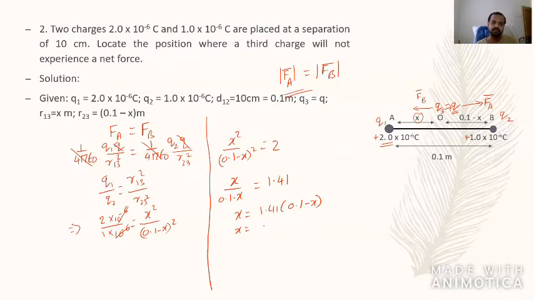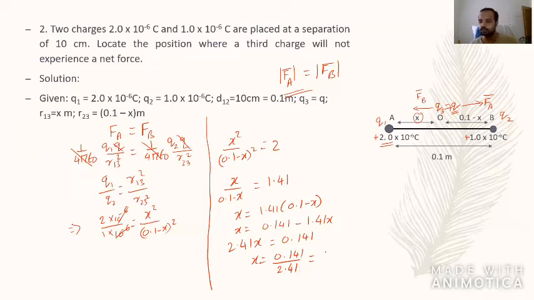I have to multiply this. So this will be 0.141 minus 1.41x. So I'll take this 1.41x to the other side. So it becomes 2.41x is equal to 0.141. So x will be equals to 0.141 divided by 2.41. Sorry, this is 2.41.